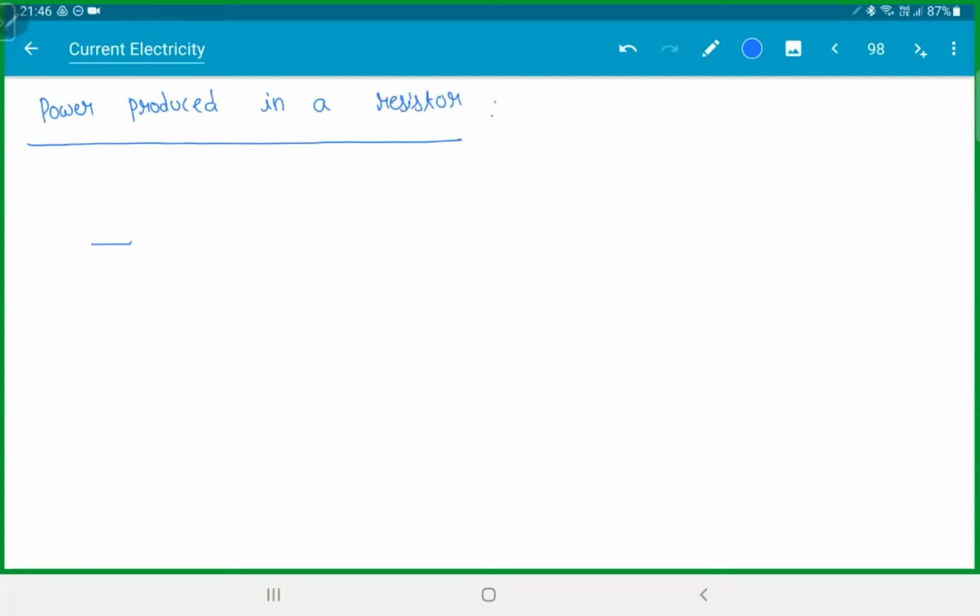So this is something which you learn in school also. If you have a resistor R carrying current I, the power produced in the resistor is given by V into I. This can also be written as I square R, or V square by R. Be careful, V is not the voltage of the battery, V is the voltage across the resistor.